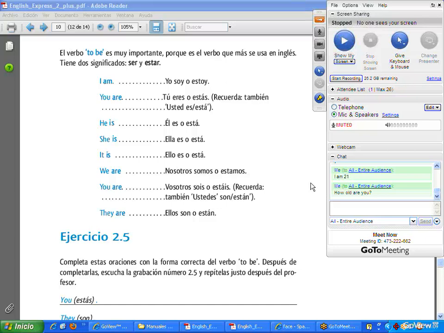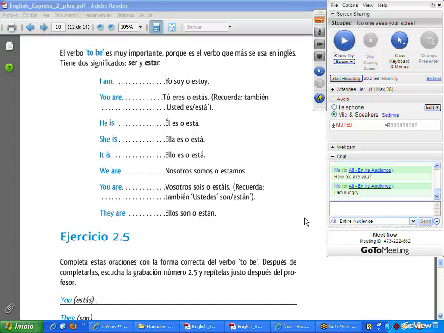He is thirsty. Be careful because it's a poquito lo mismo como thirty. But thirsty, this is an adjective. We're going to look at those later.